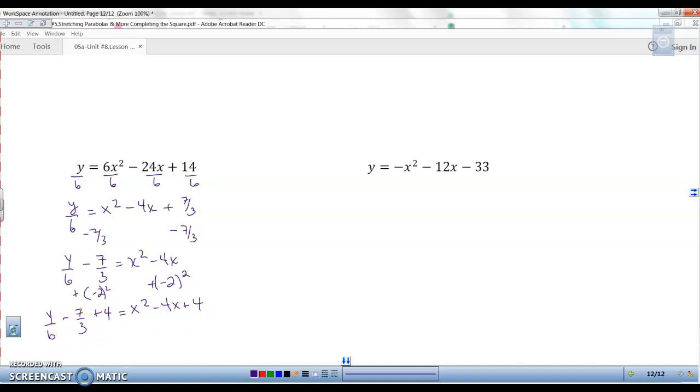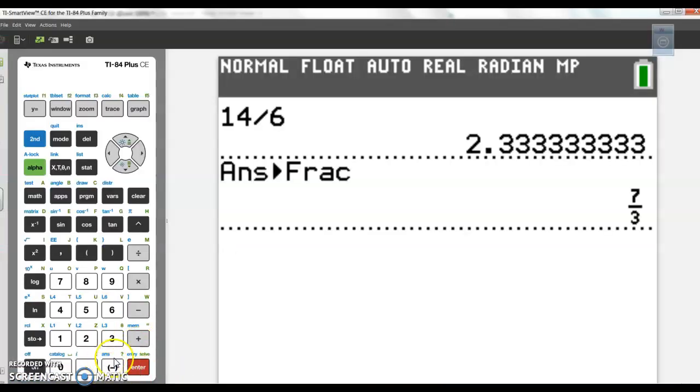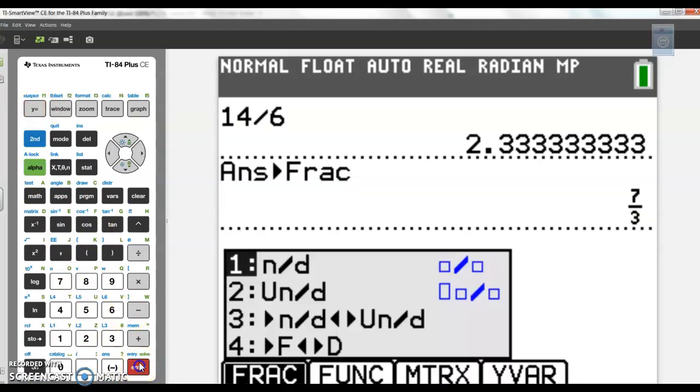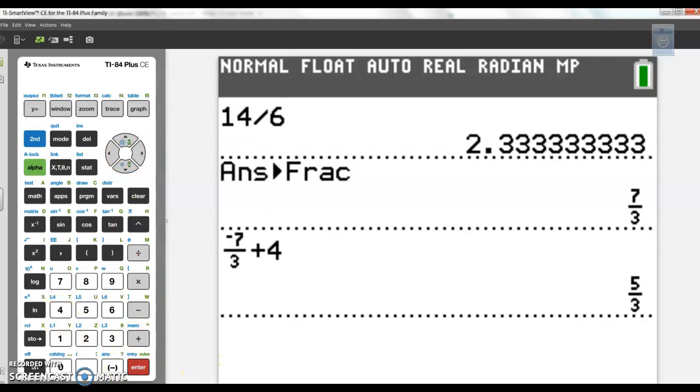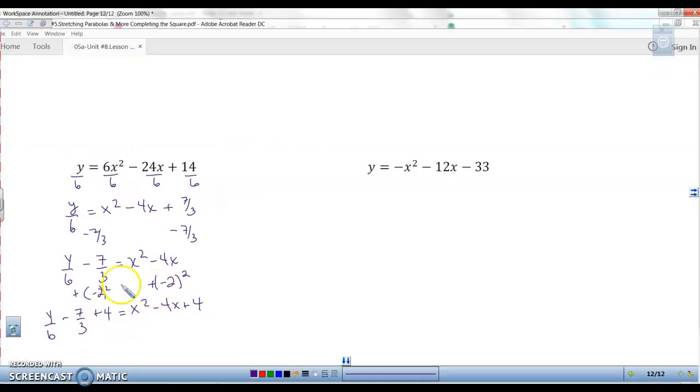Okay, you may need your calculator for this. Negative 7/3 plus 4. All right, I know it's going to be a fraction, so I'm going to leave it as a fraction. Negative 7/3 plus 4 is 5/3. Okay, so y over 6 plus 5/3 is equal to x squared minus 4x plus 4, which is what perfect square? Well, this is minus 2, so it's going to be (x minus 2) squared.